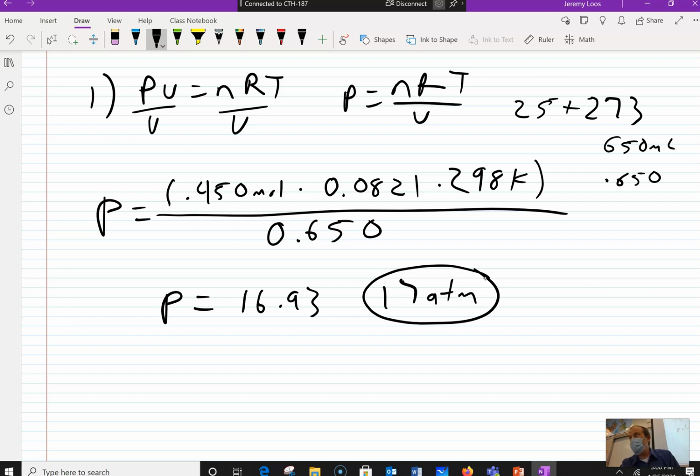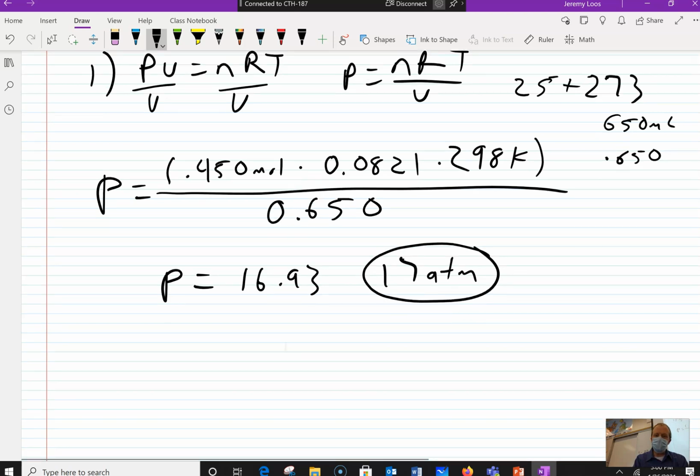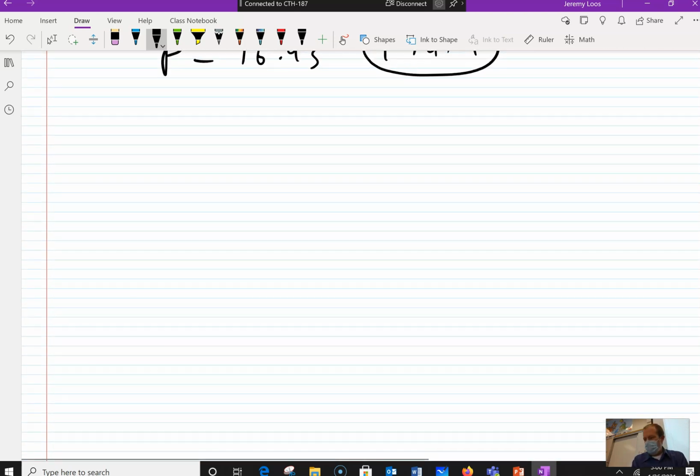Questions about that? Let's try another one. What volume will 12 grams of oxygen gas occupy at 25 Celsius and a pressure of 0.520 atmospheres? Okay. So it wants to know volume, just like the last one.